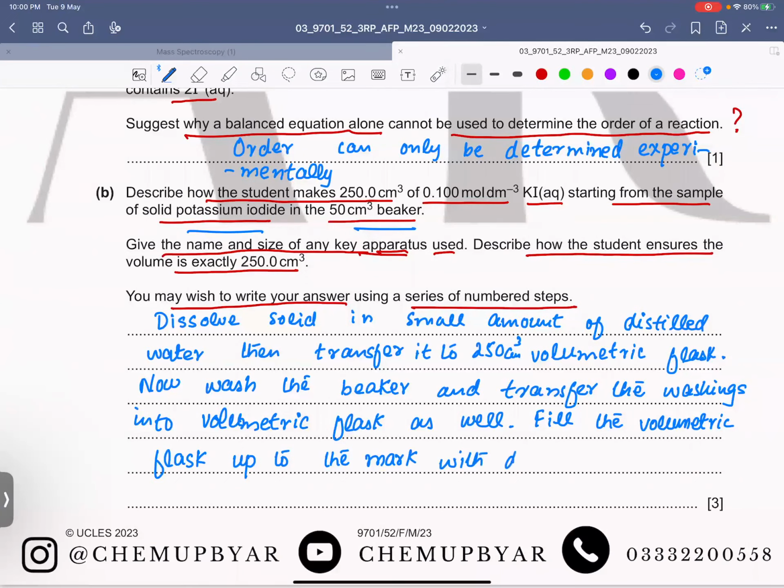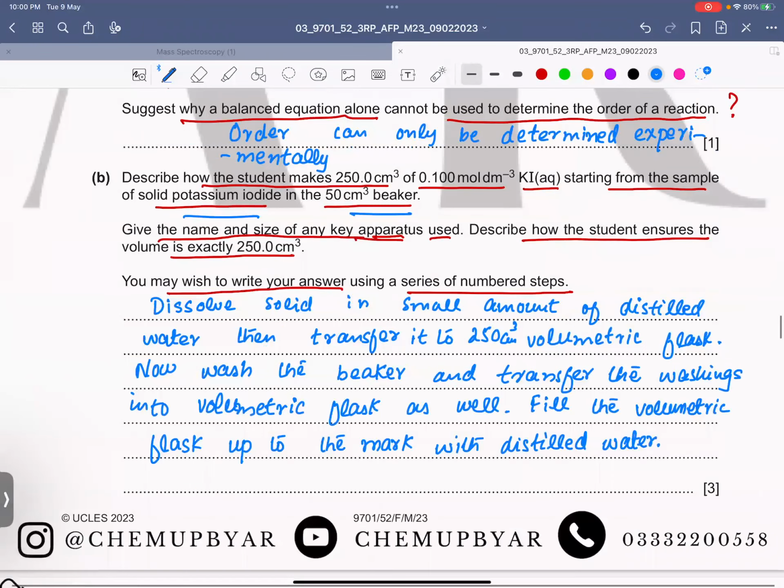Is this part clear to everyone? Sir, did you dissolve it in the beaker? Did you dissolve the solid in the beaker? Yeah, right. Because it is in the 50 centimeter cube beaker, if we, for example, fill it to 50 centimeter cube, it would be lower than the amount we have to prepare, because we have to prepare it in a 250 centimeter cube volume.